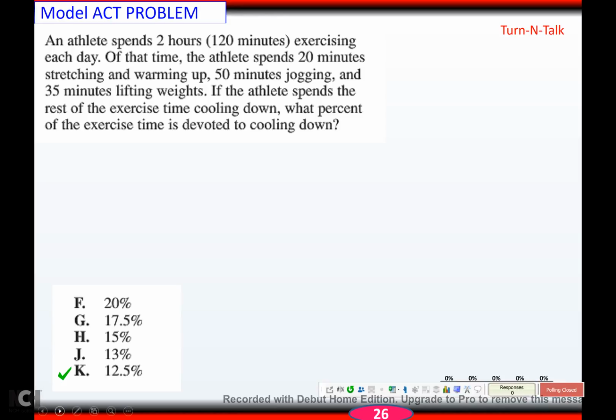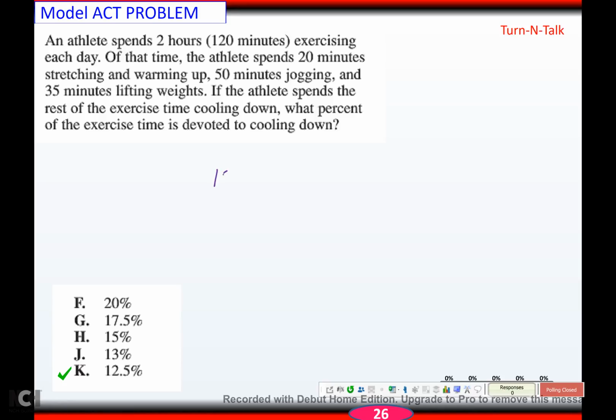And hopefully you got K. So it says an athlete spends 2 hours, which is 120 minutes, exercising each day. Of that time, the athlete spends 20 minutes stretching and warming up, 50 minutes jogging, and 35 minutes lifting weights. If the athlete spends the rest of the exercise time cooling down, what percent of the exercise time is devoted to cooling down?